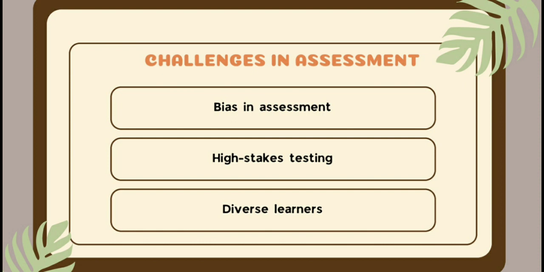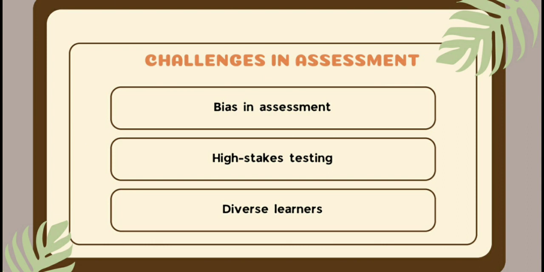And now let's tackle the challenges in assessment. Number one, bias in assessment. Bias in assessment refers to the presence of unfair advantage or disadvantage based on factors like race, gender, socioeconomic status, or cultural background. Bias can lead to inaccurate results, hindering equitable assessment, and it also affects both test content and the assessment process.